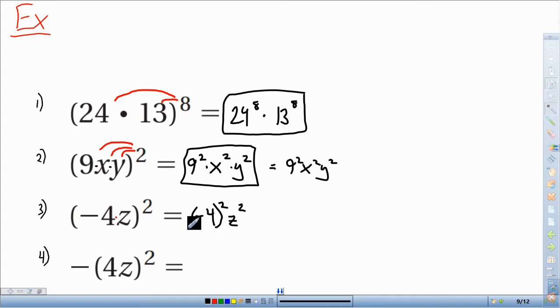Okay, let's go one more step. Let's actually do this math here. If we were to do negative 4 to the power of 2, that's negative 4 times negative 4. That's a positive 16, right? So this would give me a positive 16 and then z squared.